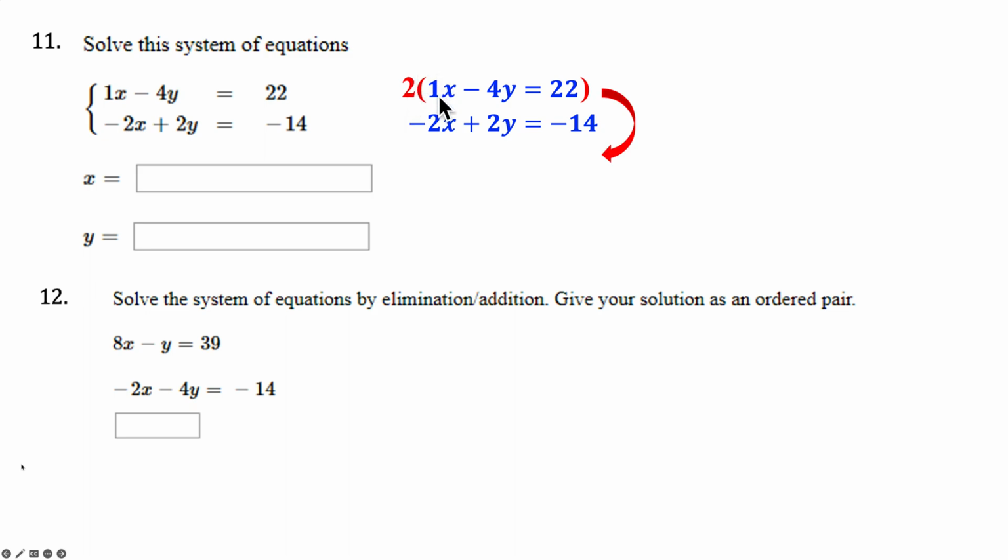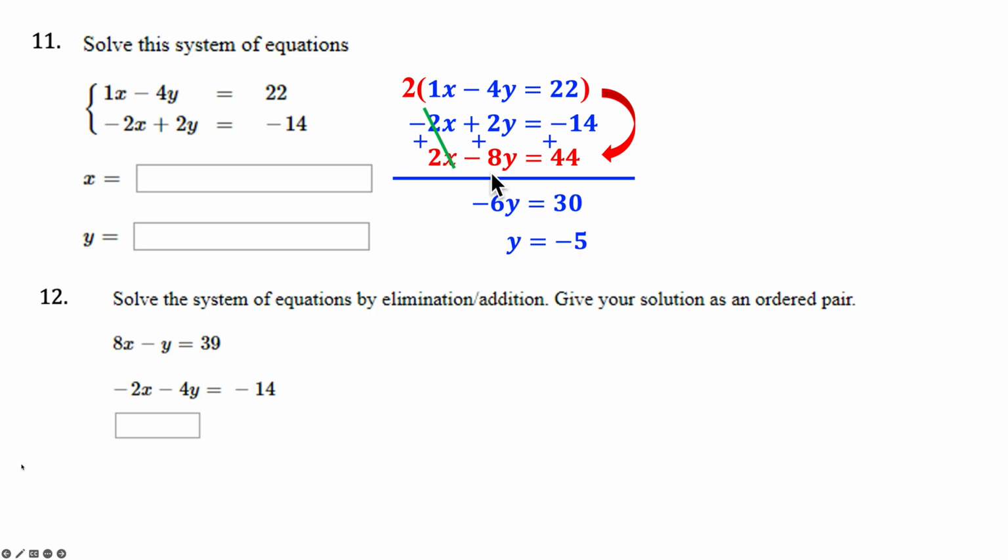That will give me 2x minus 8y equals 2 times 22, 44. Now they're opposites of each other, so now I can add them together. They're going to cancel out. 2y plus negative 8y is negative 6y. Negative 14 plus 44 is 30. Again, let your calculator crunch the numbers. Okay, now that I got the 30, divide by negative 6, y equals negative 5.